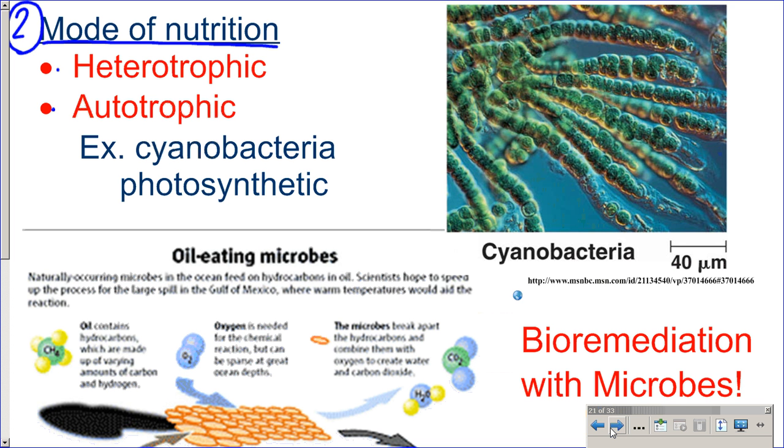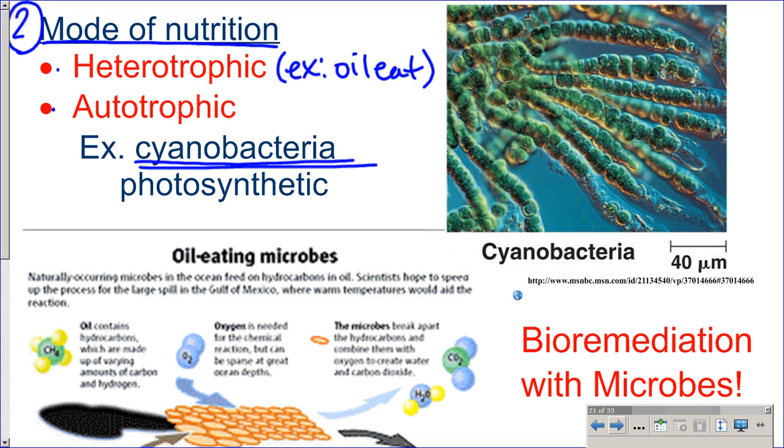Heterotrophic and autotrophic. These are familiar to you. Heterotrophic means that they have to consume. So an example for this one would be oil-eating microbes, those little bacteria that we talked about previously from the video. So we're done with heterotrophic and oil-eating. And an autotrophic already has an example.